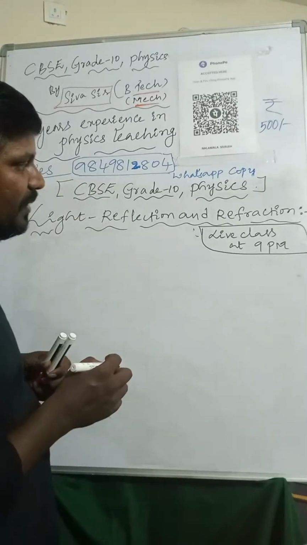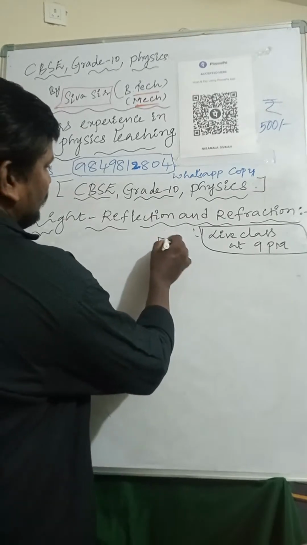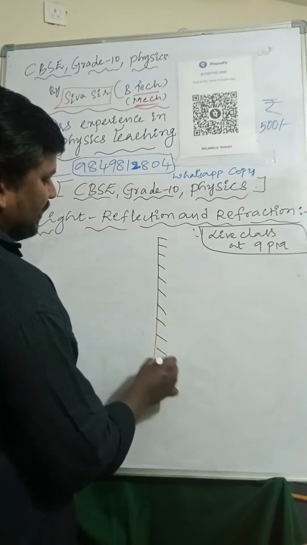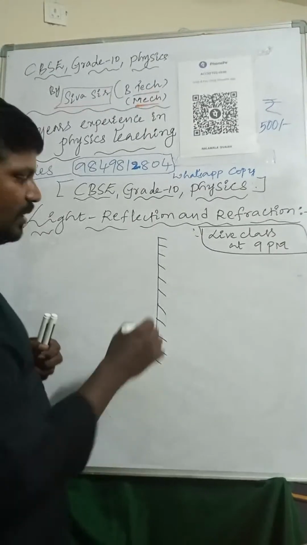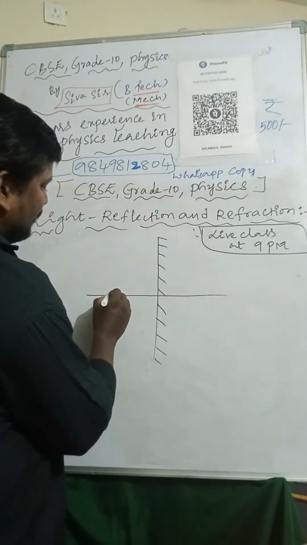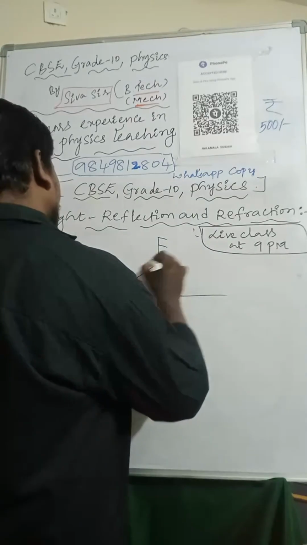So what topic am I taking? Object and image. Now I'm taking a mirror. This is a plane mirror. I'm considering the principal axis here, and here is the object. I'm taking one light ray from here like this.